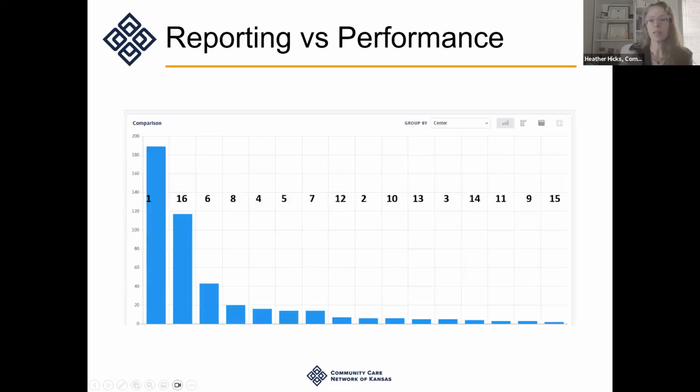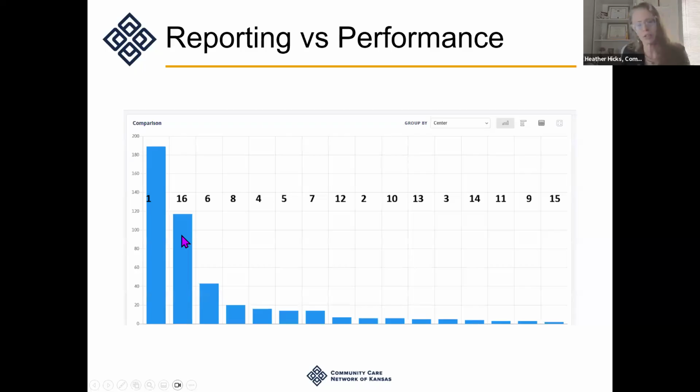Now, this is the breakdown, and there are no names here for a reason. This is the breakdown of what I just showed you, those hypertension reports by health center. What I want you to see here is which health center has the highest rate of control. The bars are reports run. The numbers are ranked hypertension control. So the health center that's ranked first has the highest number of reports. Okay, that kind of makes sense, right?